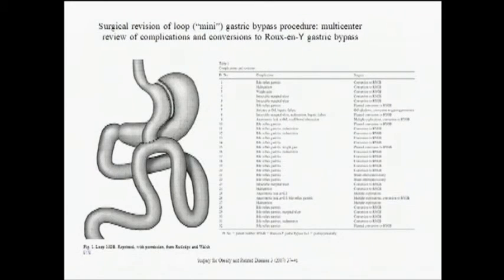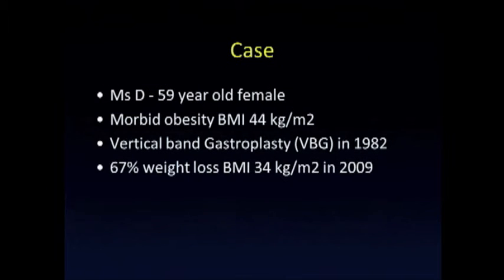Now this is the mini gastric bypass. I'll mention it super briefly, kind of have a big topic here, but the main complication with the mini bypass is biliary reflux. Simple conversion for this is to convert it to a full-fledged Roux-en-Y. I'll present this last case to close out.